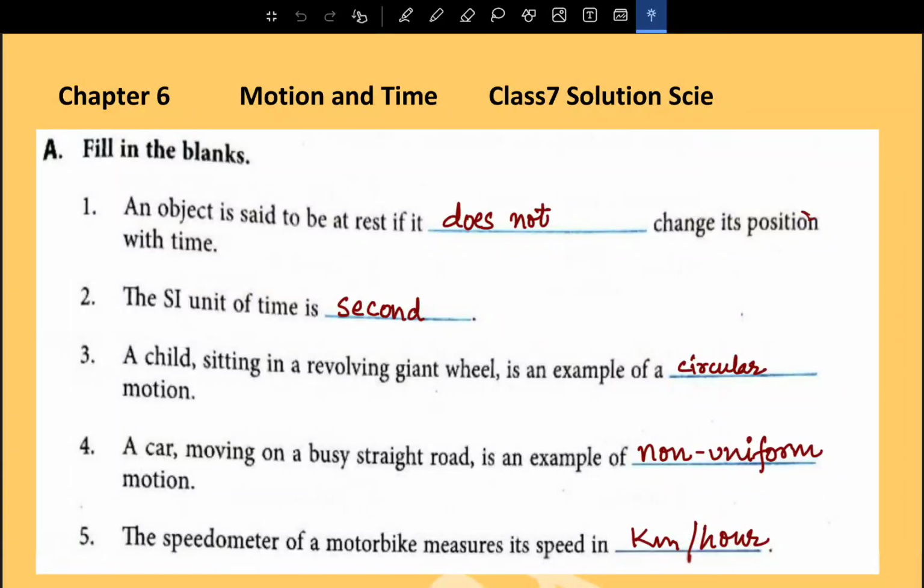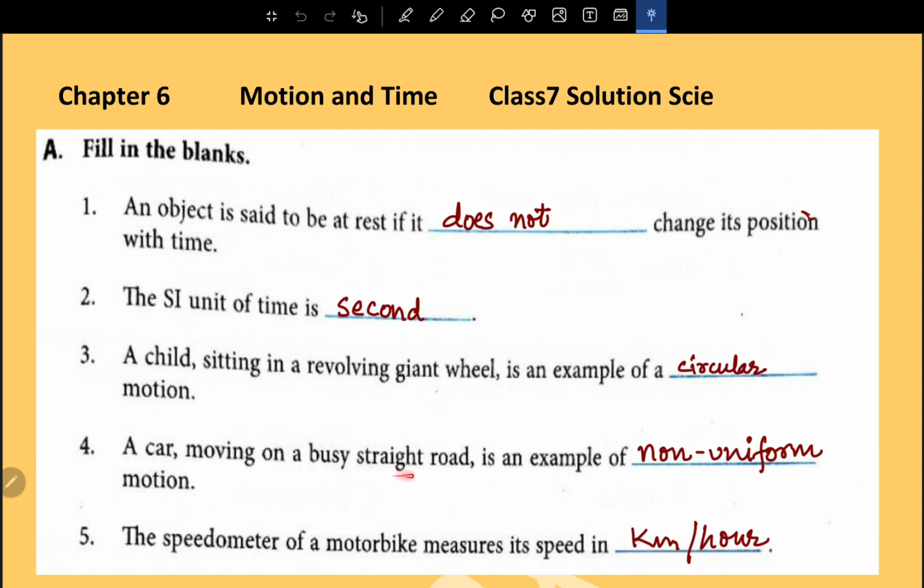This is chapter 6, Motion and Time, class 7, and solution of this chapter. Fill in the blanks. An object is said to be at rest if it does not change its position with time. The SI unit of time is second. A child sitting in a revolving giant wheel is an example of circular motion.